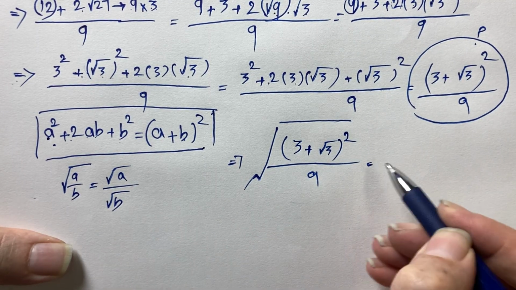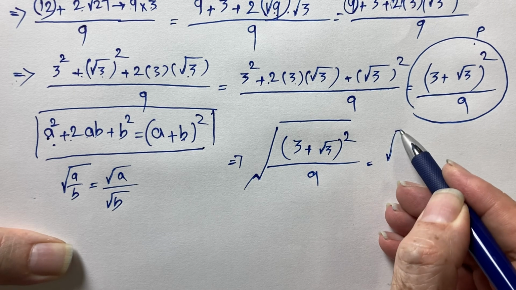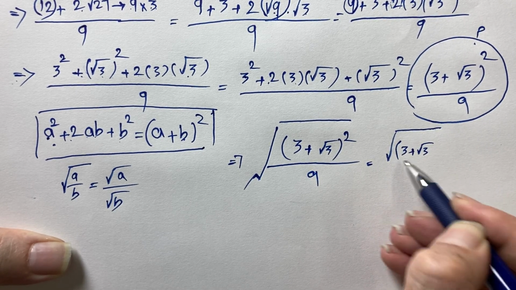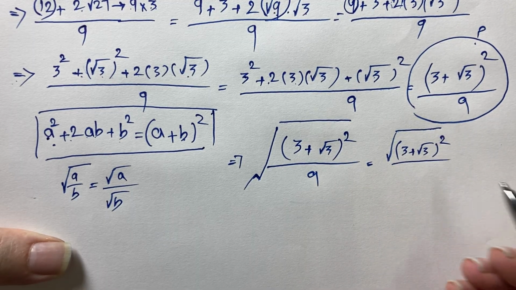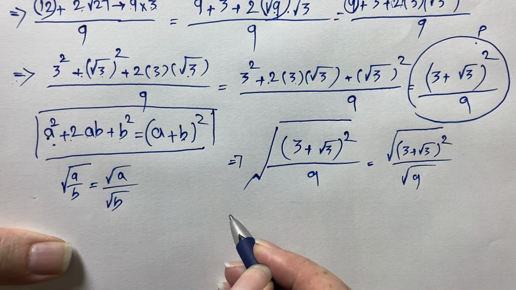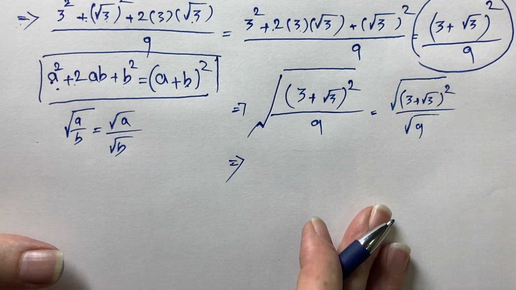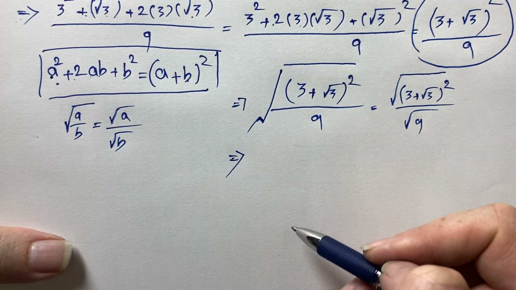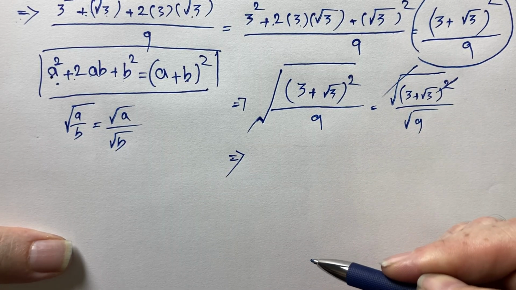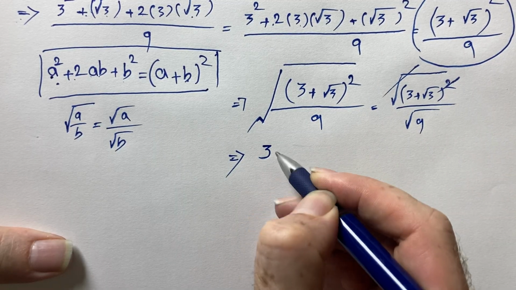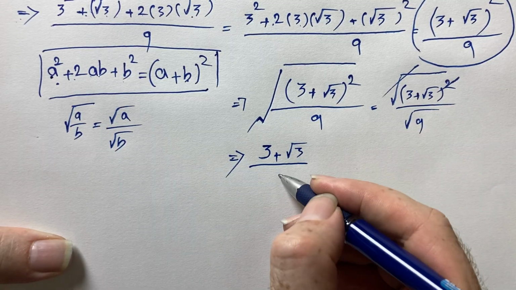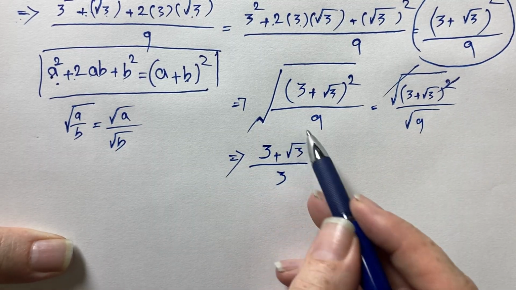So this one can be written as a square root of top, which means 3 plus second root of 3 to the power of 2, over a square root of bottom. Now, next step. A square root of top. What is this? These two as exponent, these two as root can be cancelled off. So here we have 3 plus a square root of 3. What is a square root of 9? All you know it is 3. And it can be our final answer.